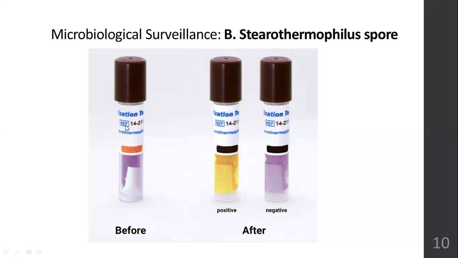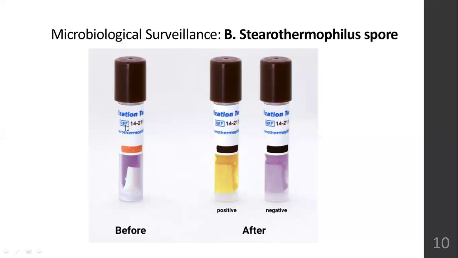B. stearothermophilus is also used because these bacteria are very resistant. They are not that easy to kill. If a sterilizer has managed to kill the spores of this type of bacteria, it means the sterilization was successful. It was a good sterilization cycle. Even towards hydrogen peroxide, they are quite resistant, so these microbiological surveillance indicators are very carefully chosen.